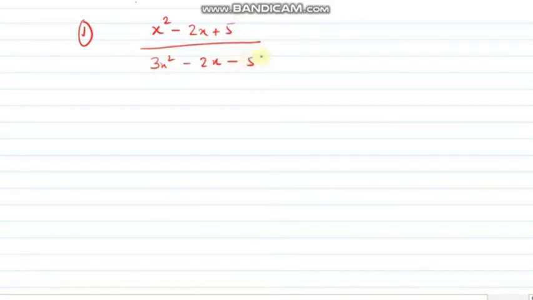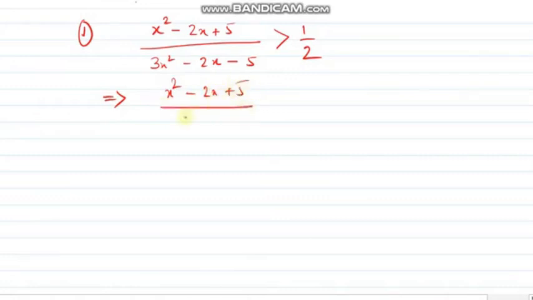If I discuss with one problem, that is (x² − 2x + 5)/(3x² − 2x − 5) > 1/2. First thing, after seeing the sum, what will I think? I will just cross multiply and solve it. Don't do it. Please don't do the cross multiplication here.